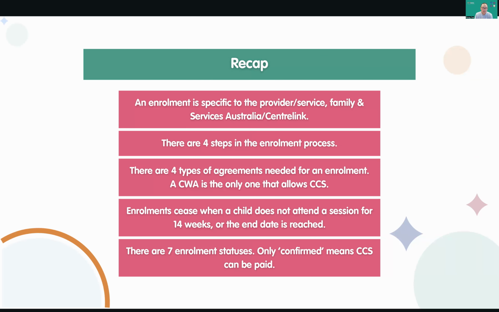Guys, we're at the end of it, so let's just quickly recap. An enrollment is specific to the provider, Service, Family and Services Australia. Okay, so as I said, it's unique to each service, to each provider. There are 4 stages in the enrollment process. There are 4 types of agreements needed for an enrollment. A CWA is the only one that allows for CCS. Yes, a PEA is eligible, but that's more specifically for ACCS and under child wellbeing.